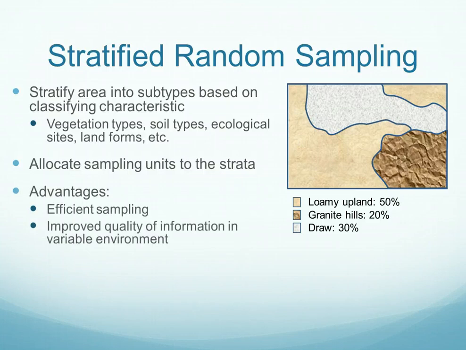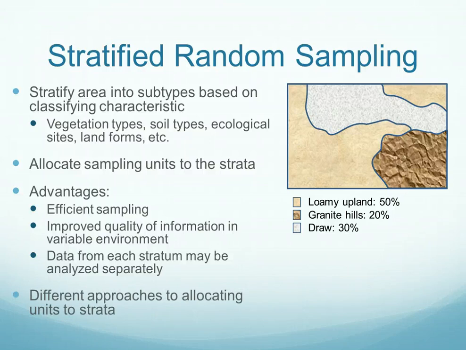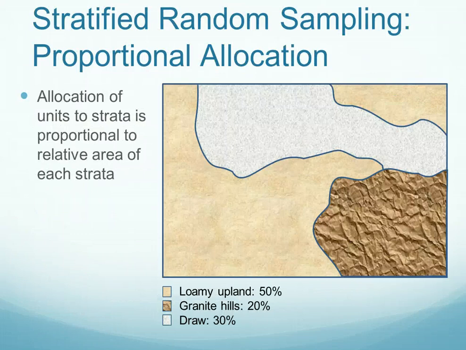And the advantages of this are that it's very efficient. We can get an improved quality of information for the different strata in a variable environment, and the data from each of the stratum may be analyzed either separately or together. Now there are different approaches to allocating units to the strata, and we will examine two of those now.